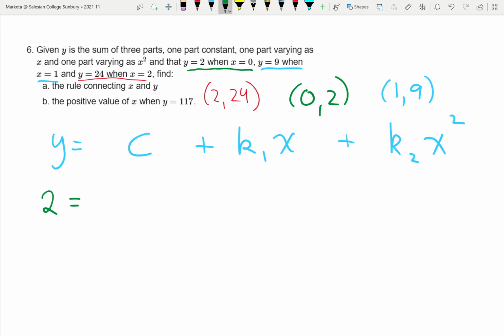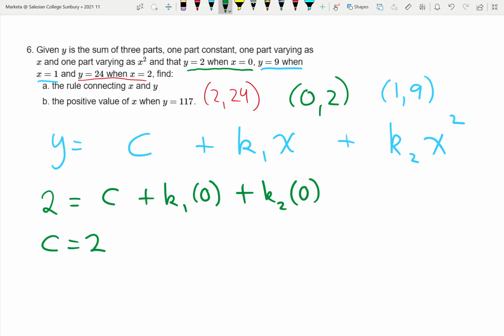So 2 equals c plus k1 times 0, plus k2 times 0. So these are going to cancel out. So it means we're going to be left with c equals 2. And that's nice because now when we do this, we can just put the 2 in here instead of worrying about writing the c value. We already know what c is. So let's go to the next one, which is going to be in blue.